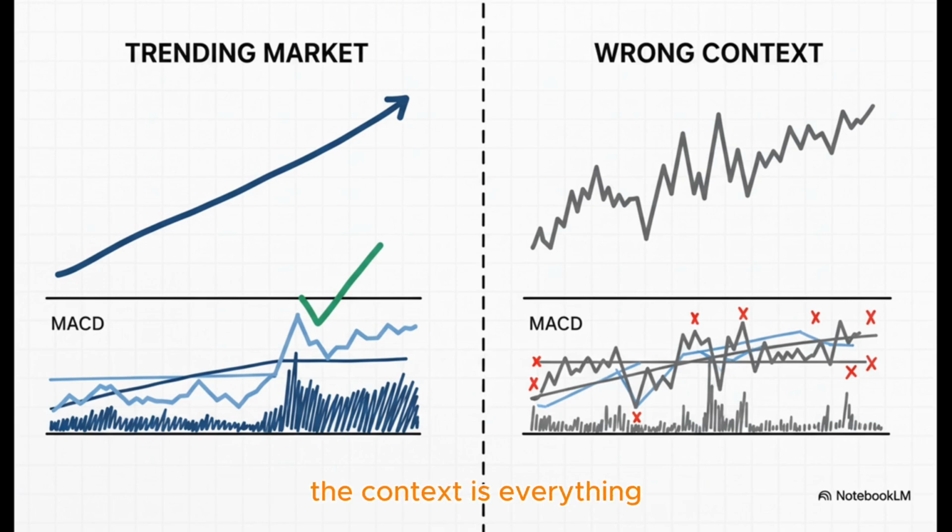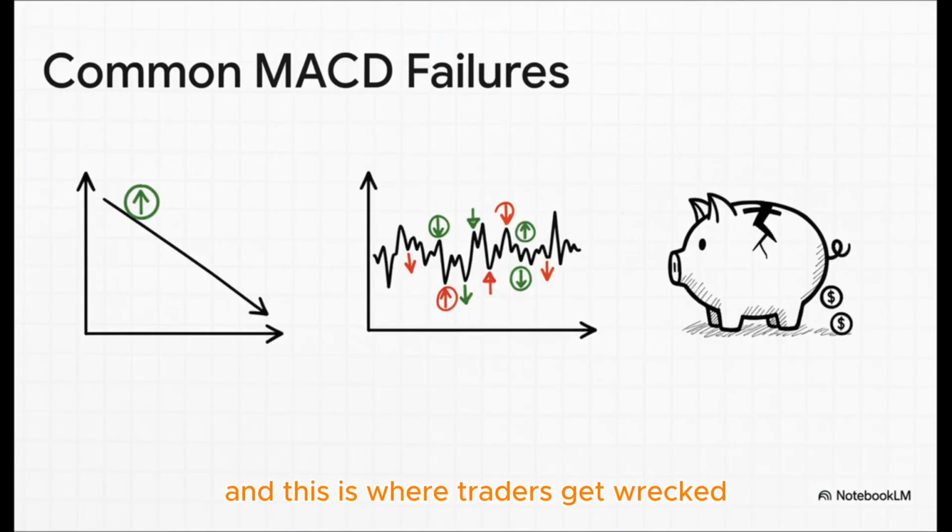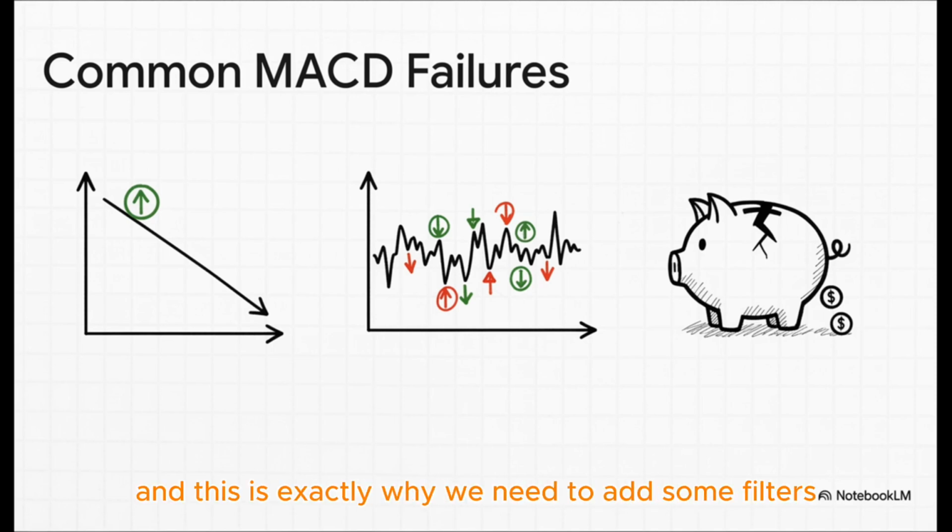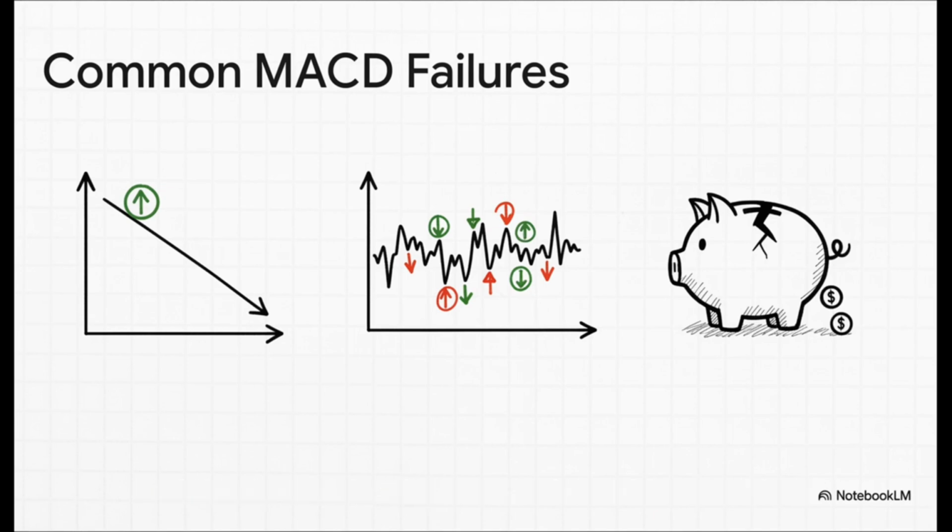The context is everything. And this is where traders get wrecked. You'll get these beautiful-looking buy signals while the market is still tanking. Or you'll get a dozen false signals back and forth in a choppy market, and you get chopped to pieces. The end result? Yeah, a lot of frustration and lost money. And this is exactly why we need to add some filters.